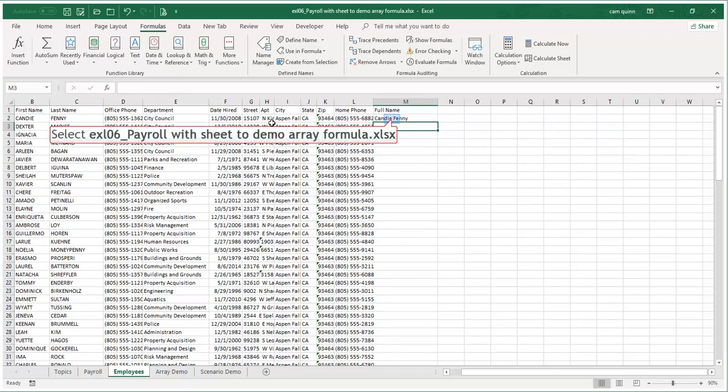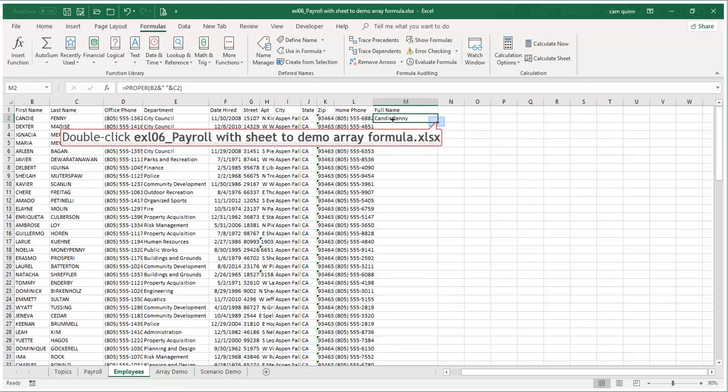And that will work as well. So equals PROPER(B2 & " " & C2). All right, so you could do any of those. The simplest way is probably to use the CONCAT function, then go up to the formula bar and add the PROPER function.